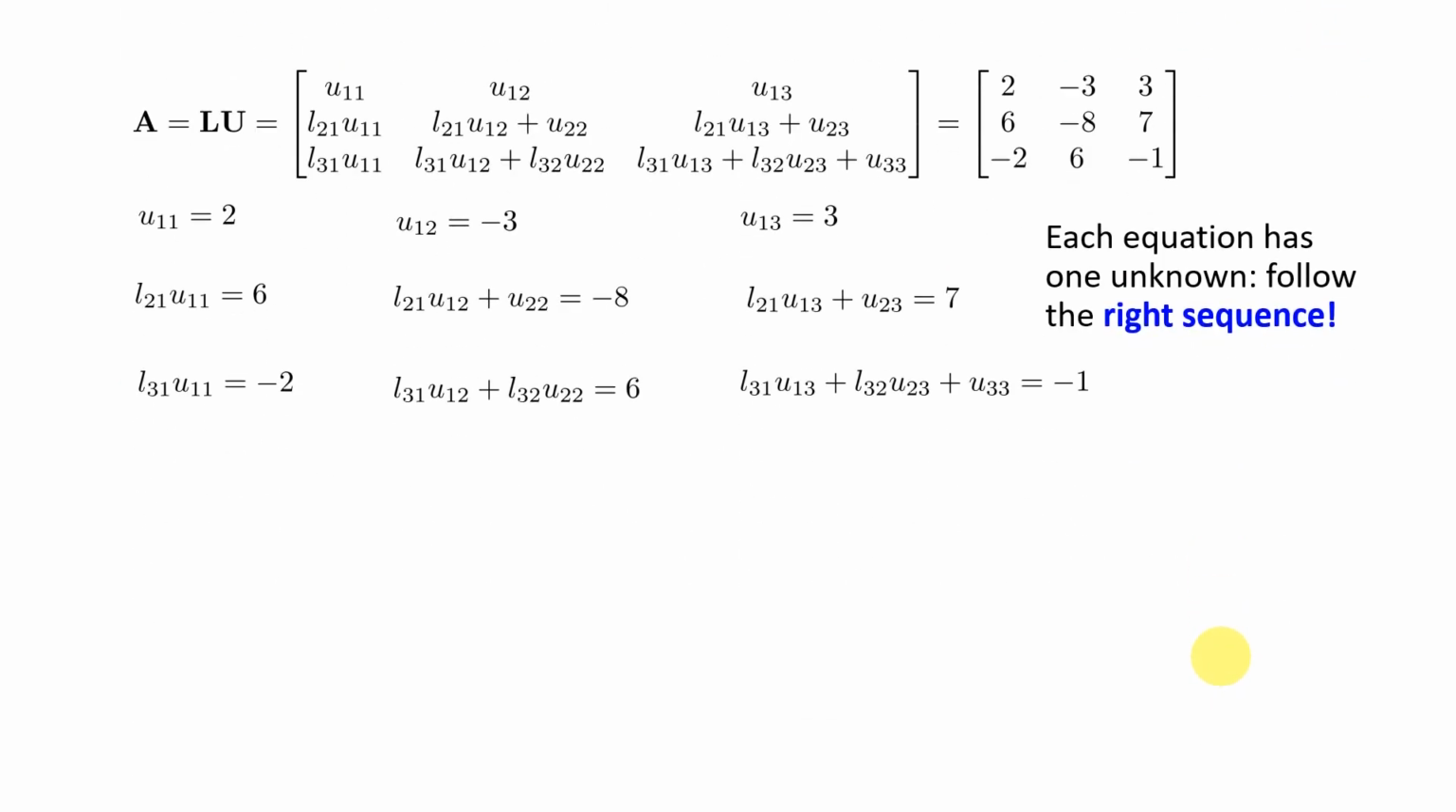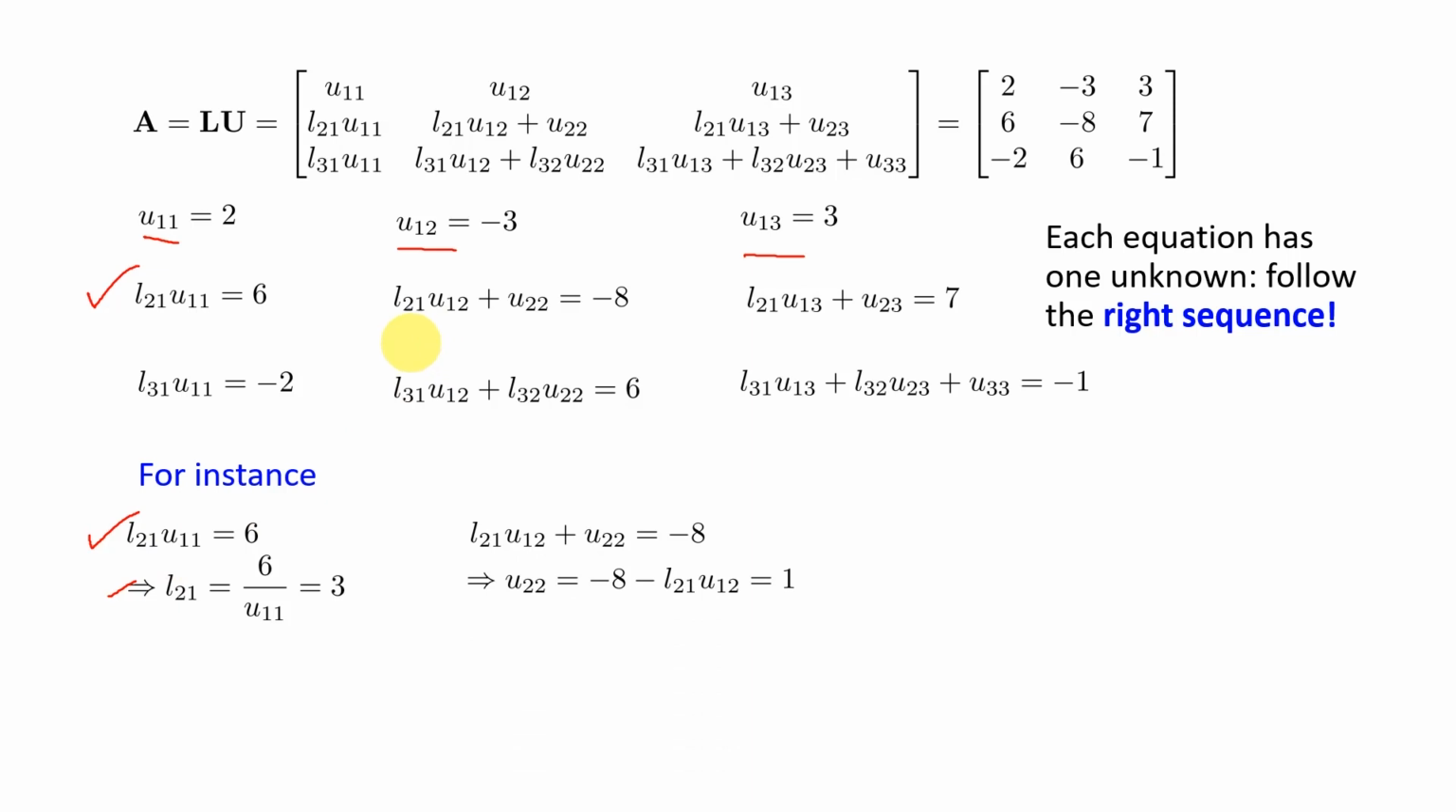Okay, now we'll follow the right sequence. Here you see that first I have this U11, U12 and U13. We get their values directly. Now I come to column 1, row 2, so that means in this element, L21 multiplied by U11 equals 6, I get L21.